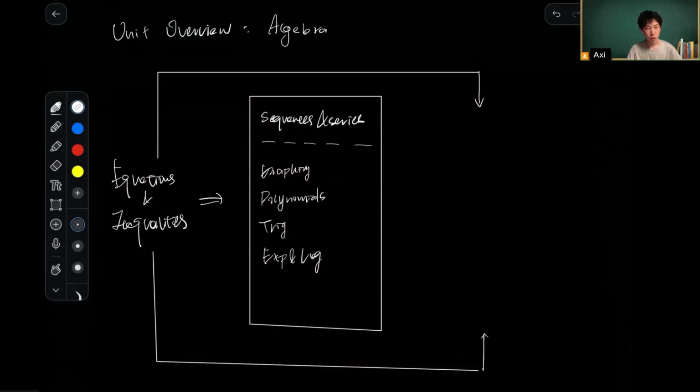Then after that, we'll expand on both equations and inequalities. For inequalities, we'll explore advanced inequalities. For equations, we'll explore what lies beyond those solutions that we deem unsolvable. For instance, x squared minus 2x plus 2 equals 0.